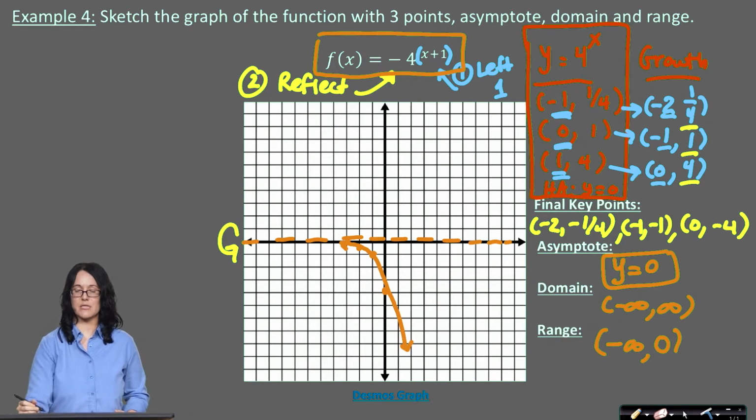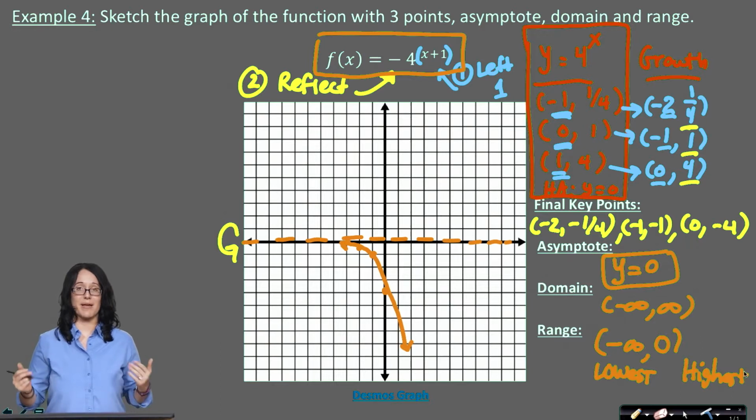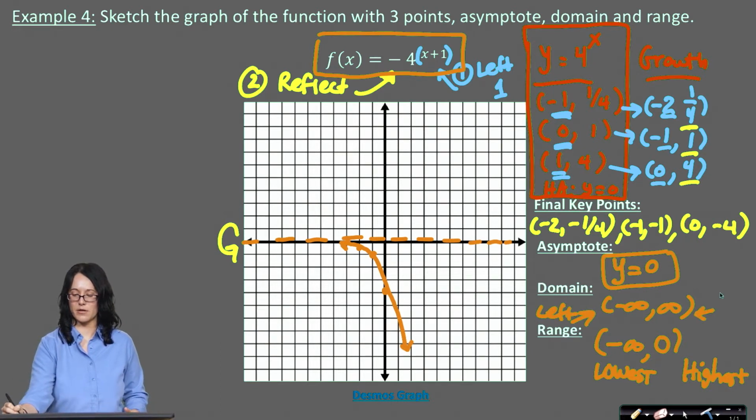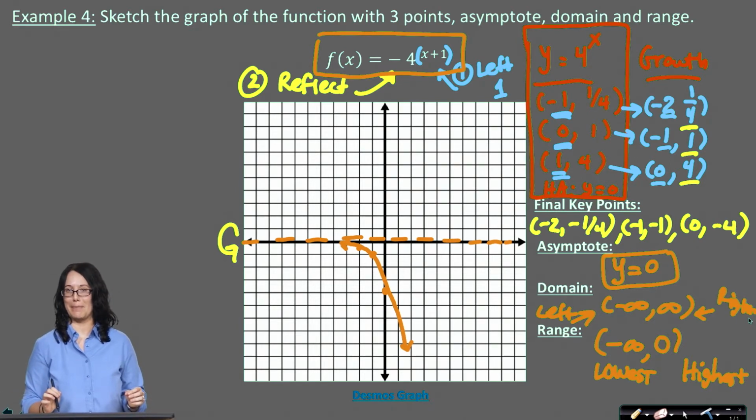Some people ask me at this point, does it matter if I put the 0 first or the -infinity? Absolutely. You always want to put the lowest on the left and the highest on the right when you're talking about y values for range. If you're talking about x values, you want to put the furthest left, and the furthest right. So order is important in math. I hope we make that clear by this class.